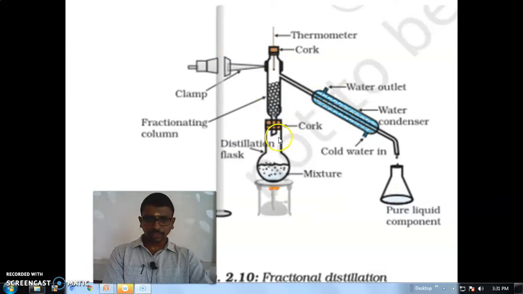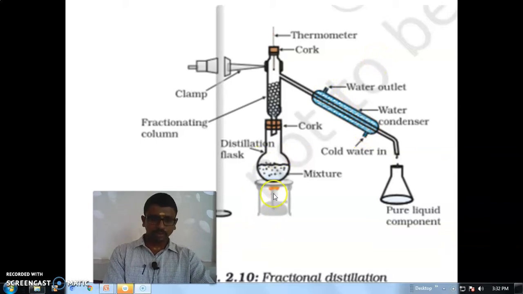So it is a fractional distillation setup. Here you can see the distillation flask. In the distillation flask, we have to fit the fractionating column. We can see the fractionating column is packed with the beads, and we have to fit the fractionating column with the help of a clamp, and we have to fit the thermometer, and we have to fit the condenser. So this is the inlet of the water and this is the outlet of the water.